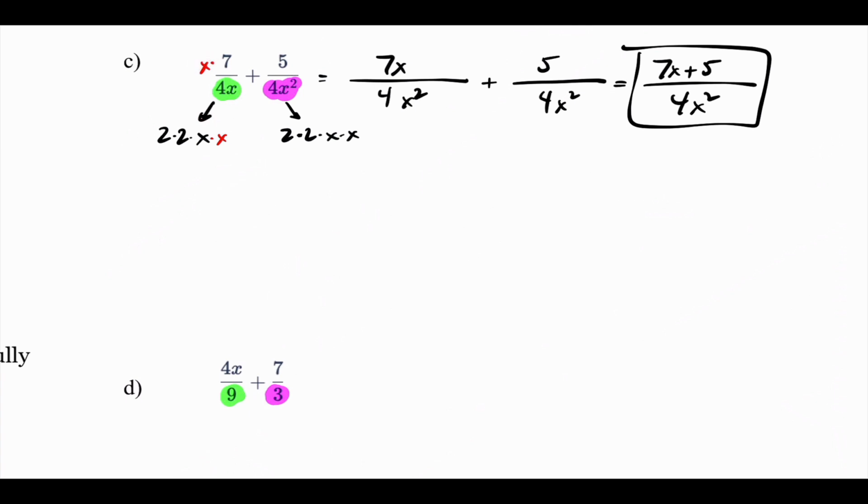Okay, they were close, but they weren't the same. Top is a binomial. Bottom is a monomial, so I can't reduce or anything like that. Okay.